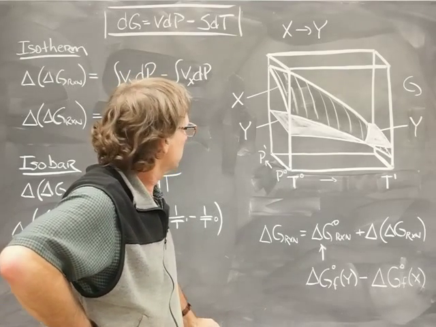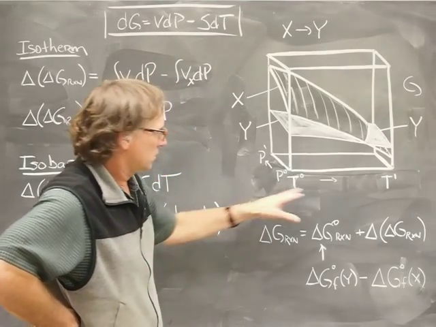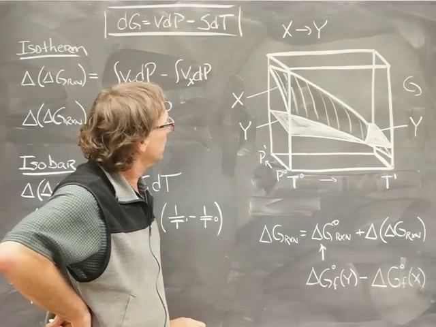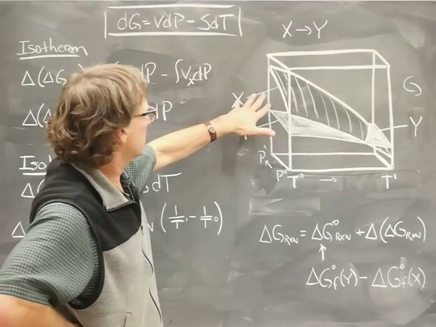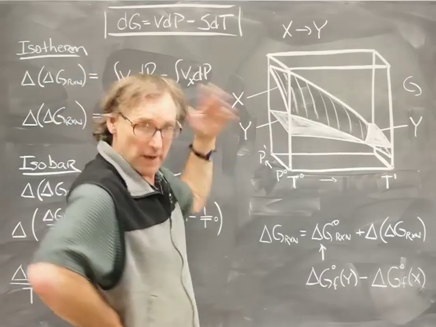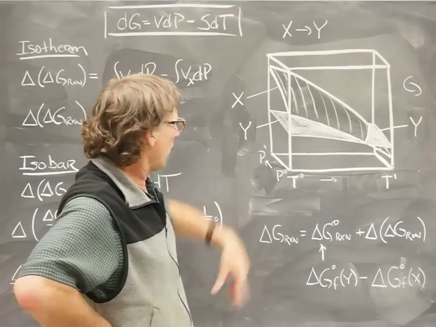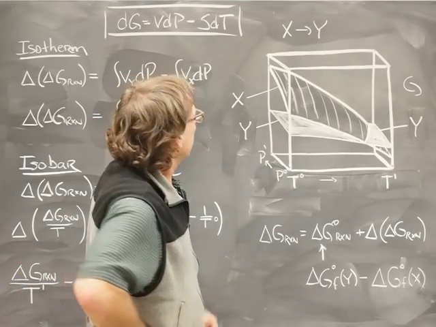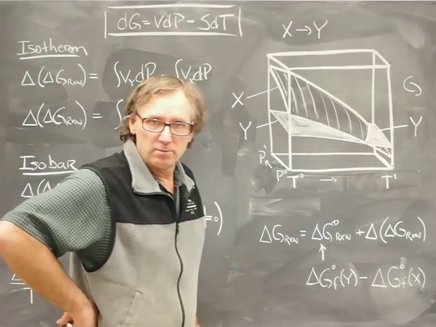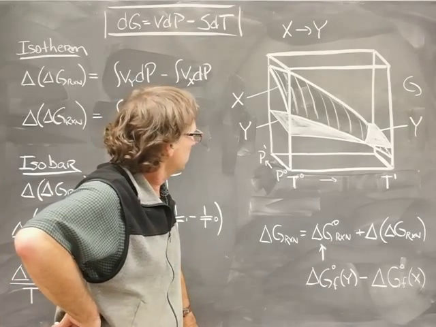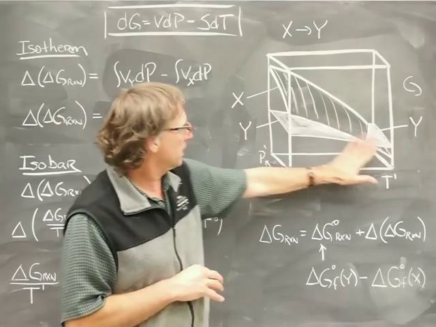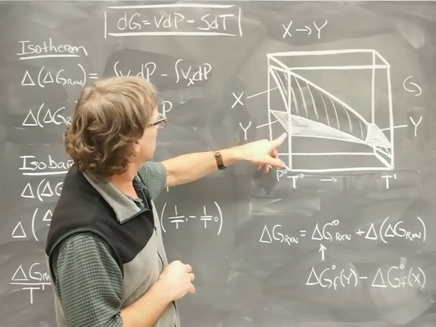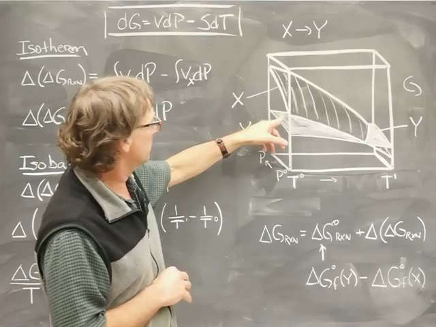thermodynamic surfaces, the Gibbs energy thermodynamic surfaces, as a function of the state variables, temperature and pressure. And if you want to imagine this, X could be the water vapor, for example, and Y could be liquid water. And so X going to Y would be a condensation process.